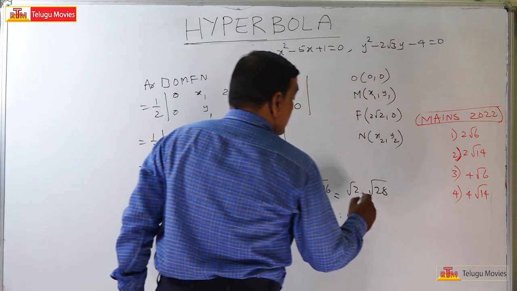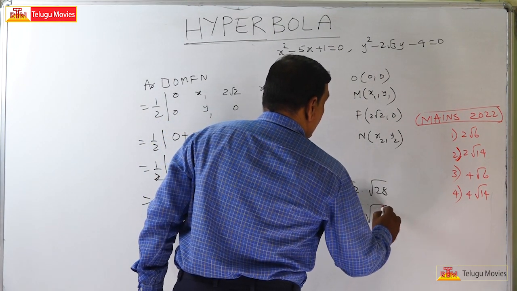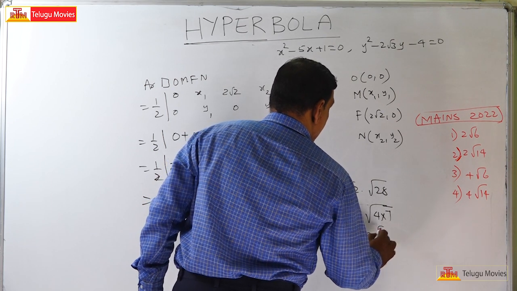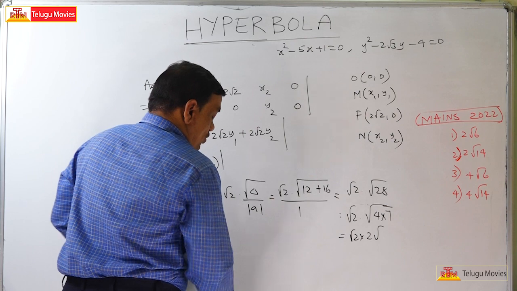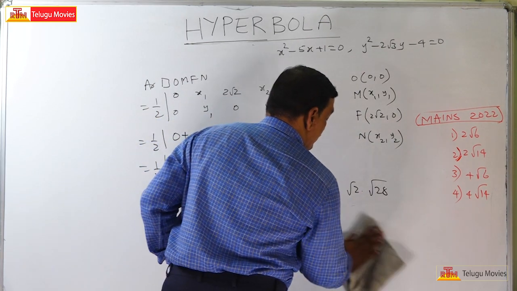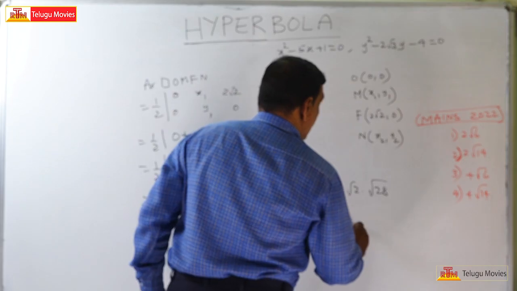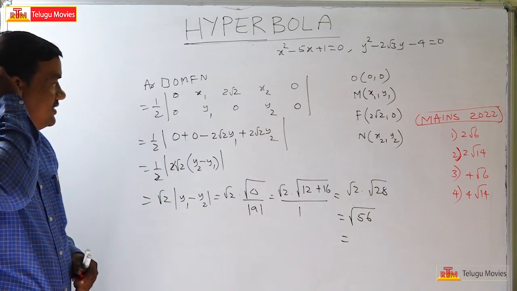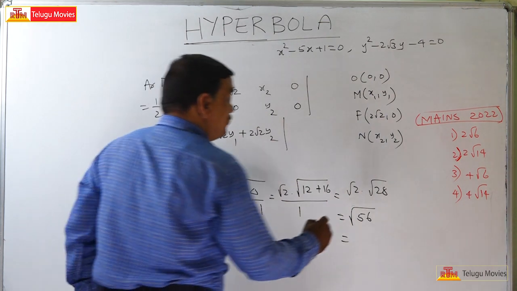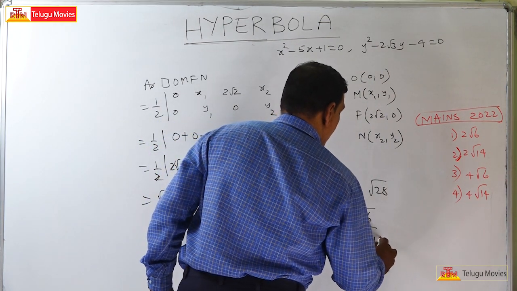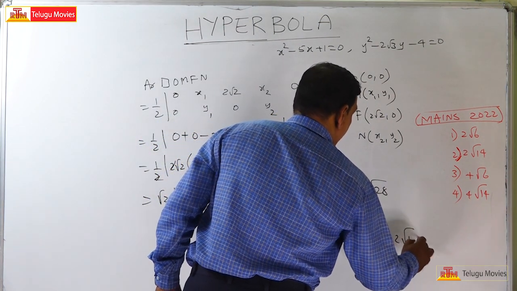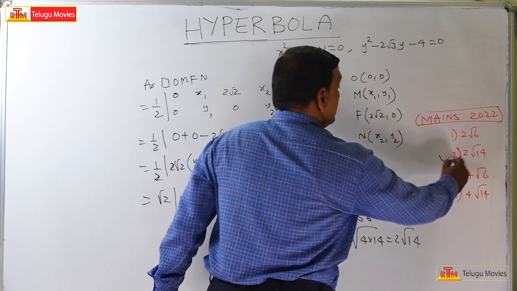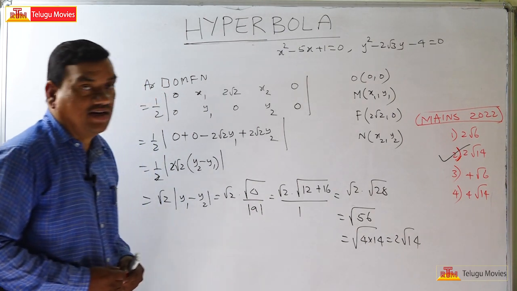We can get 28 as 4 into 7. Otherwise we can do the calculation like this: this is equal to root of 56. Root 56 can be written as 4 into 14, so 2 root 14. Therefore option 2 is the correct answer.